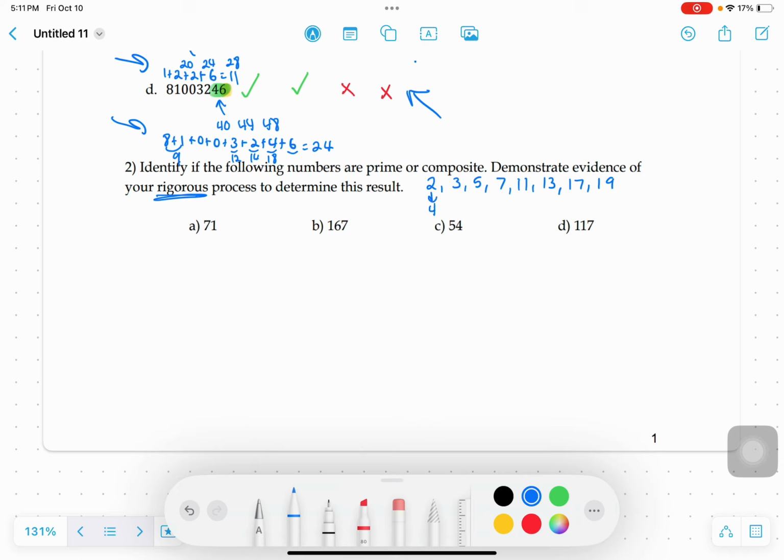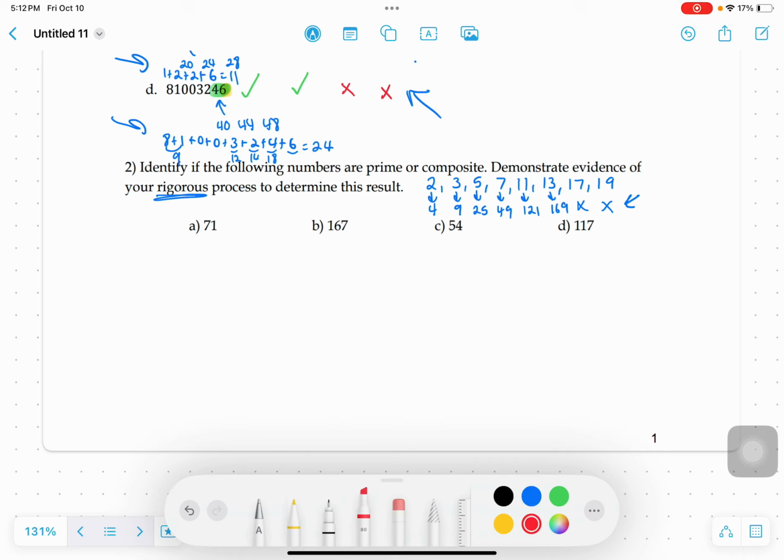So 2 times 2 is 4. 3 times 3 is 9. 5 times 5 is 25. 7 times 7 is 49. 11 times 11 is 121. 13 times 13 is 169. And I'm already noticing that all of the numbers are smaller than this, so I don't even need to worry about 17 or 19 right now. So looking at this list, this will help me decide what primes I need to test.